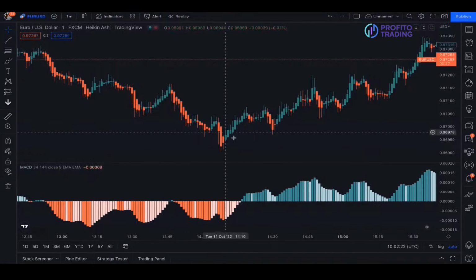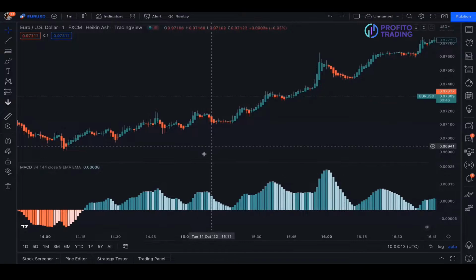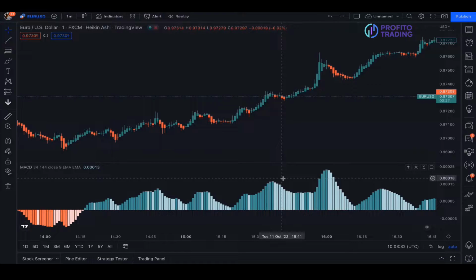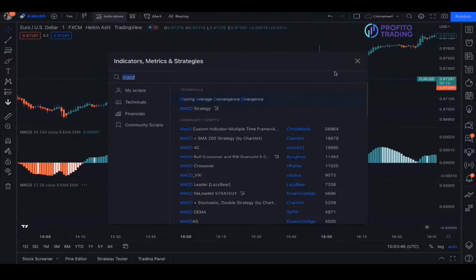Here the market is in a downtrend and the MACD histogram is red in this period, and here the market is in an uptrend, and you can see how the MACD histogram also responded and turned to a green histogram. To show you what a MACD with default settings looks like, let me add another MACD and compare them together.